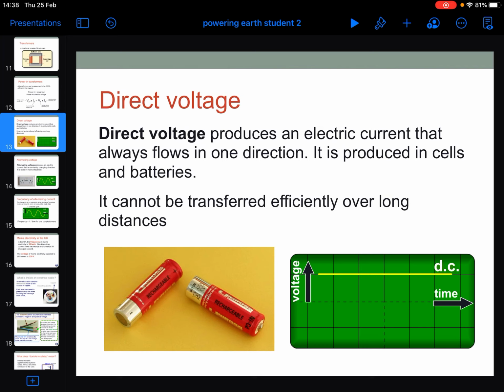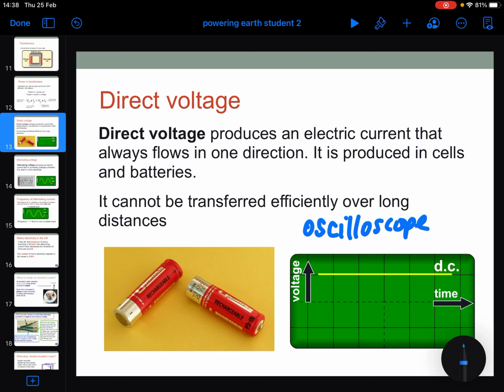The bottom right of this page, you will see what is called an oscilloscope trace. So I'm just going to write that for you. Oscilloscope. Now this is a device that we use to look at different waves. Sometimes we use it to look at sounds. Today we're using it to look at electricity.